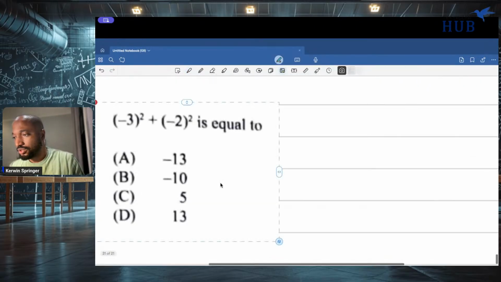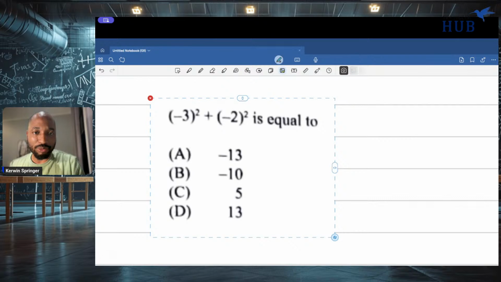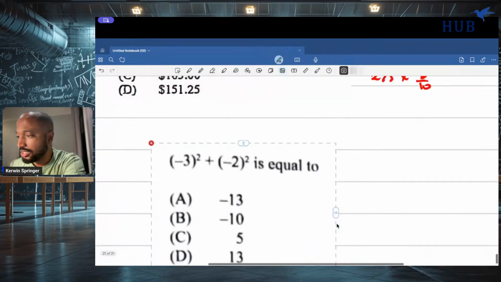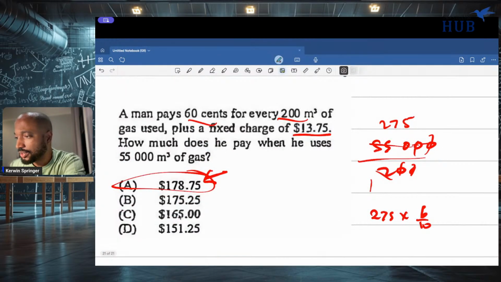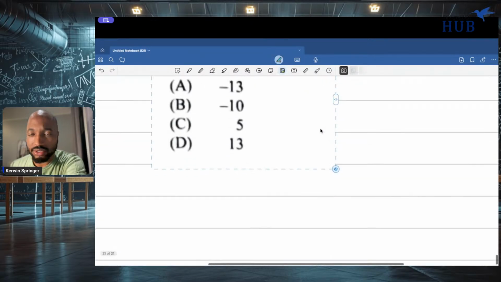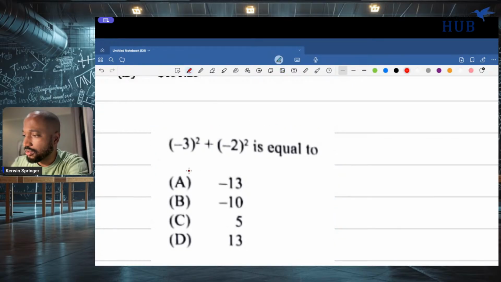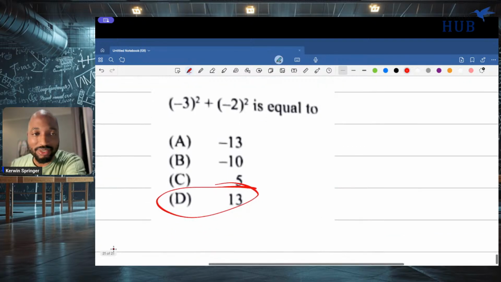What's the answer for this, folks? I'll do this one in the meanwhile. That's normally the first question on the paper, the first question on the paper for real papers. Wait, D? I'll get the correct answer for this, right? Although you get the 165, you have to add the 13.75. So that's why it's A. And the answer for this is 9 plus 4. So D. This is the first answer on the paper.